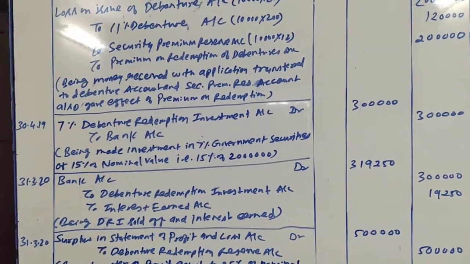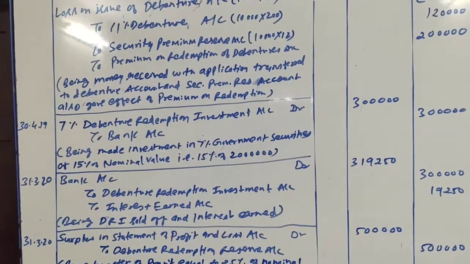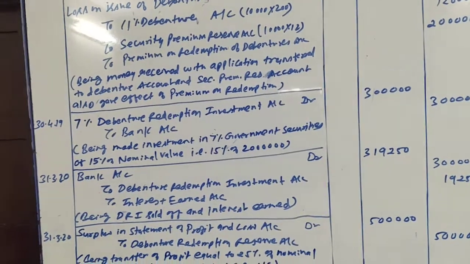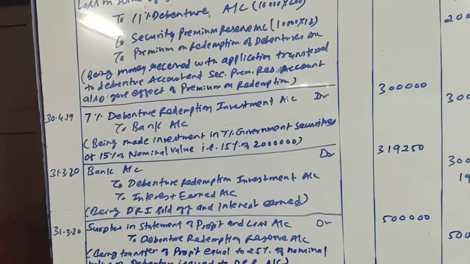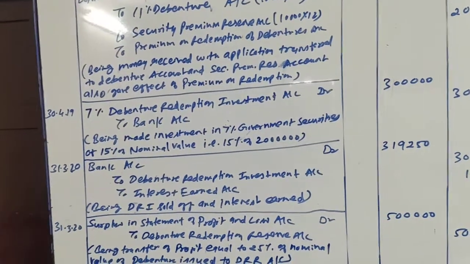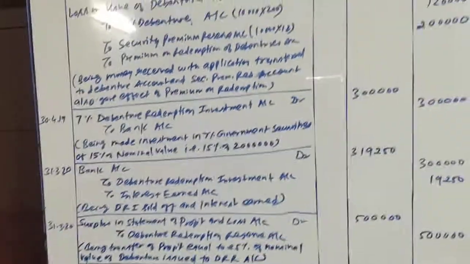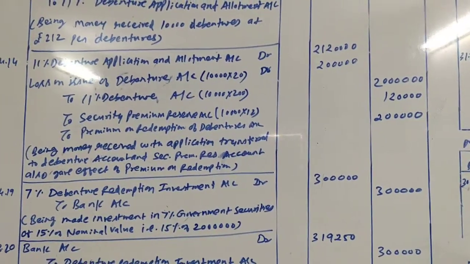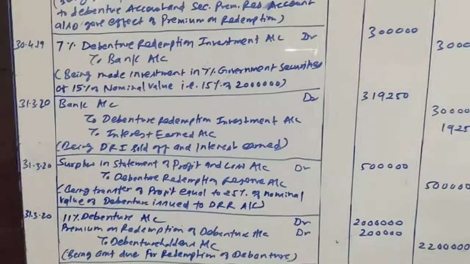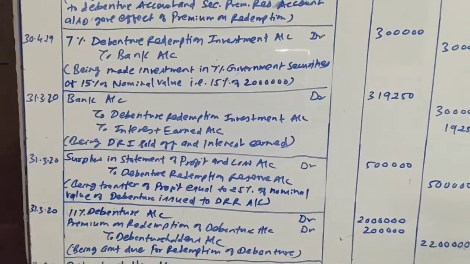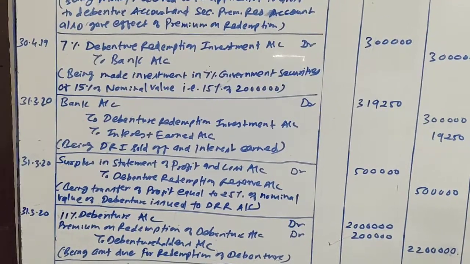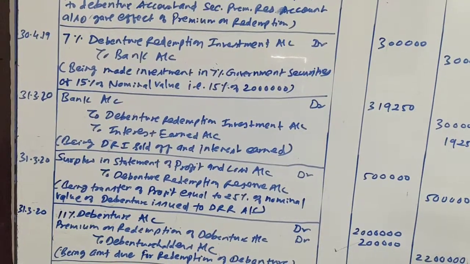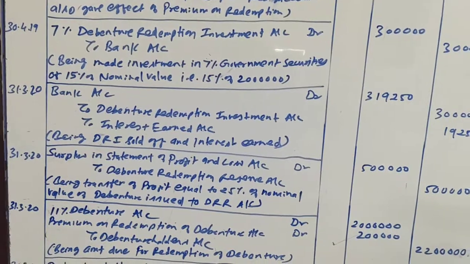Now friends, on the day of redemption, first of all, before redeeming debentures, we need to create DRR, that is debenture redemption reserve, as the provision is out of capital. 25% reserve is to be created of face value. So face value is 20 lakh, 25% of that will be 5 lakh. So 5 lakh reserve we have to create. So here it is: statement of profit and loss account debit to debenture redemption reserve account 5 lakh, being transfer of profit equal to 25% of nominal value of debentures issued to DRR account.